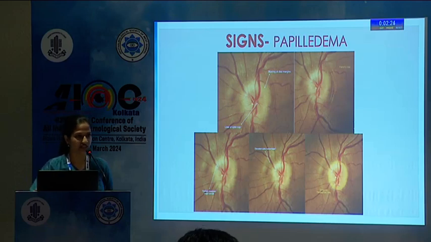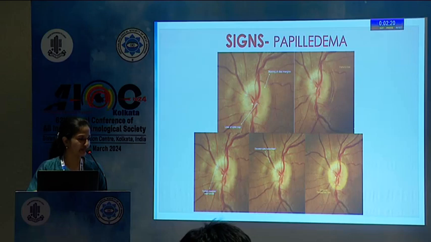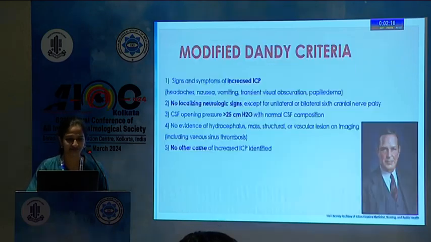The only sign which can be seen in cases of IIH is papilledema, which is characterized by elevation of the optic disc and blurring of the disc margins.